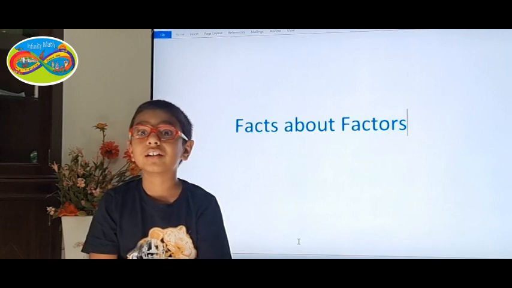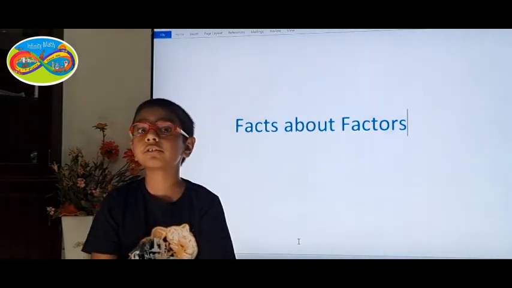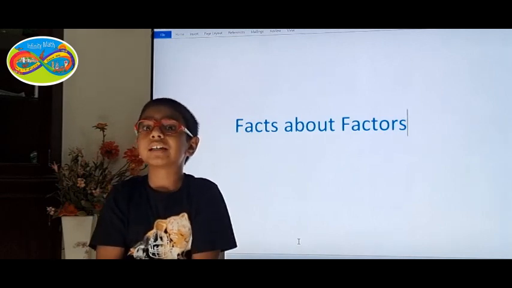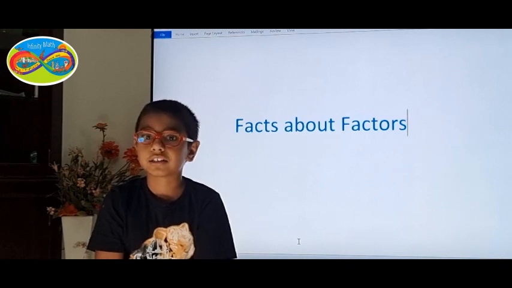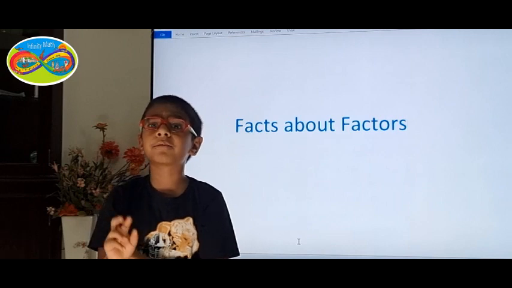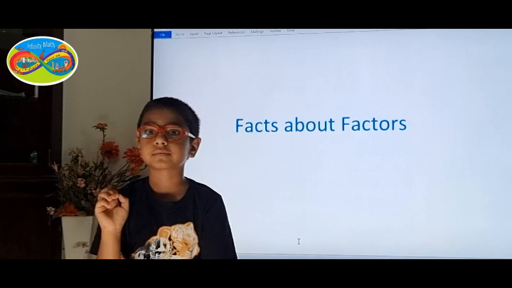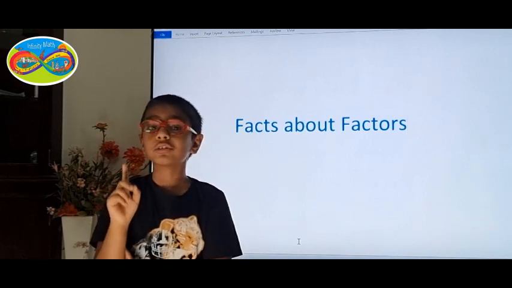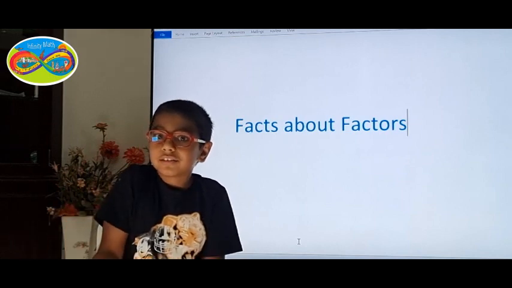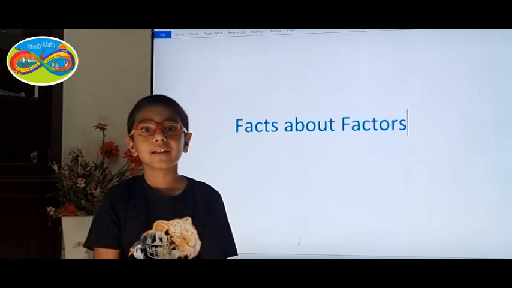Now we have learned what a factor is, why you have to learn about factors, and how to find the factors of a number. Now I'll be telling you some cool and fascinating facts about factors. Fact number 1: every number has a minimum of two factors, 1 and the number itself. But this rule doesn't apply to 1. 1 only has 1 factor, which is 1.